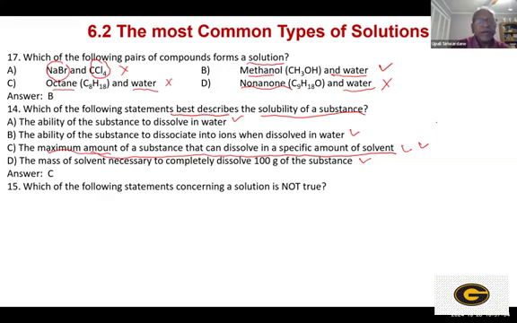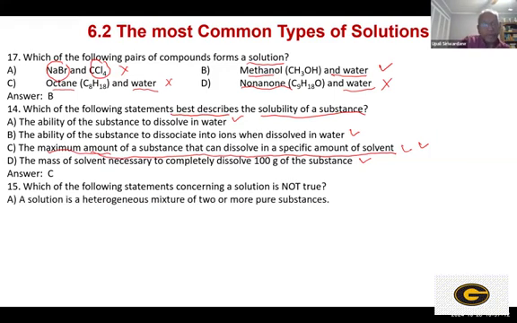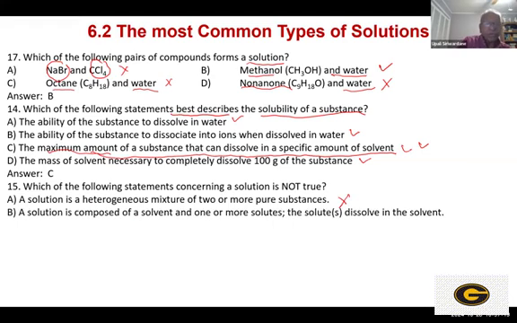Which of the following statements concerning a solution is not true? A solution is a heterogeneous mixture. A solution is a homogeneous mixture. A solution is composed of a solvent and a solute. The solute dissolves in the solvent.